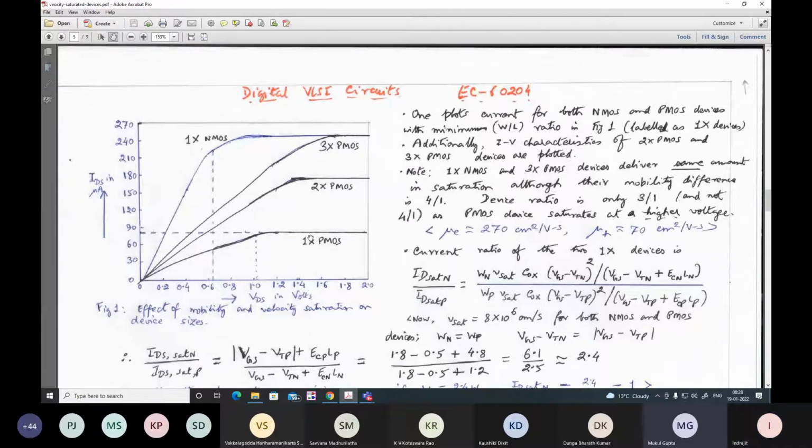So what does it mean? However, we saw that as far as the mobility is concerned, for PMOS it is lower by a factor of 4. Recall that for the PMOS device, the mobility of holes is nearly 70 centimeters square per volt second, whereas for the NMOS device it is almost 4 times larger, 270 centimeters square per volt second. However, it is required to increase the size of the PMOS device not by a factor of 4 but by a factor of 3. So what can be the reason for that?